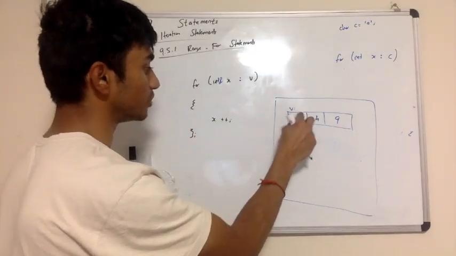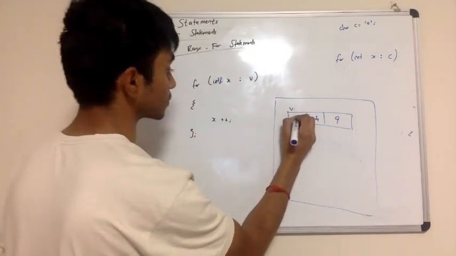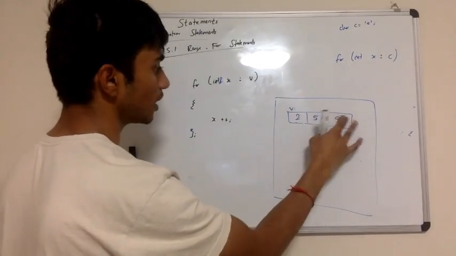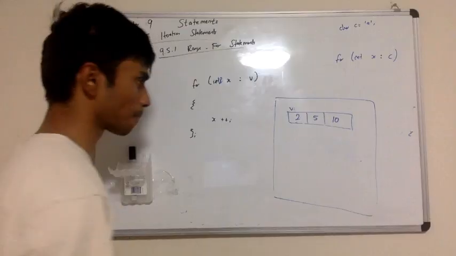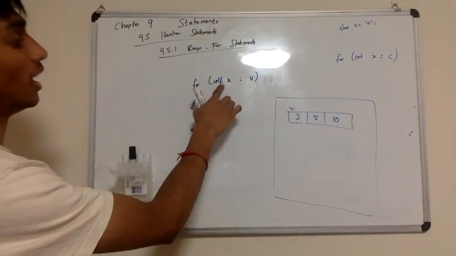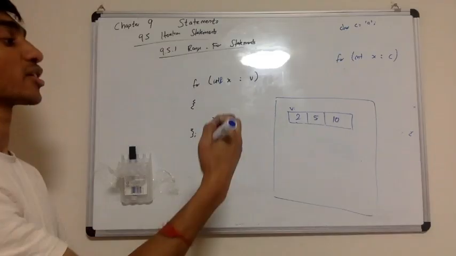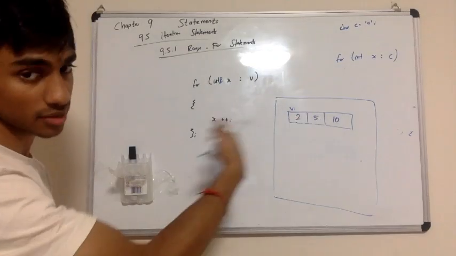So in each iteration of our loop, firstly, that will increase it to 2, then this will increase by 1 to 5, and then this will increase by 1 to 10. Right? In essence, we are asking x to refer to elements in v, and when we ask x to increase, we're actually asking for the elements in v to increase. So it's kind of an alias.